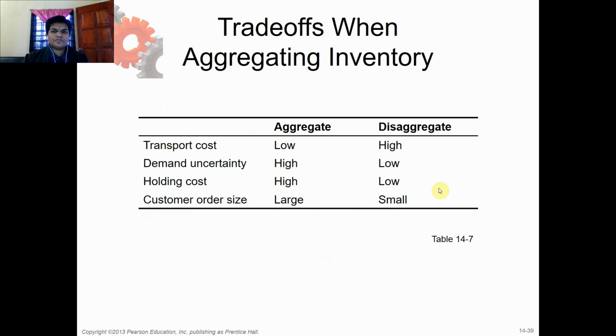So transportation cost, demand uncertainty, holding cost, customer order size for aggregate inventory and disaggregate inventory. So transport cost aggregate is low, disaggregate is high. Demand uncertainty, yes, here is high, here disaggregate is low. Holding cost is higher, here will be low. The customer order size large, and here will be small. Okay.